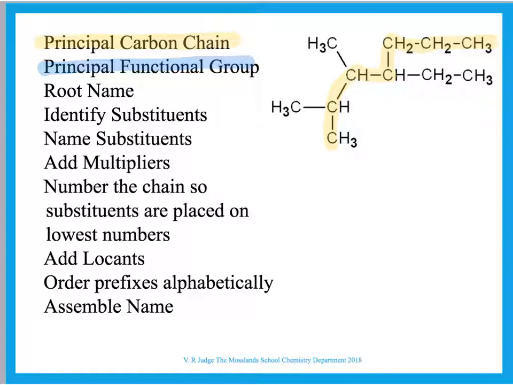Now, if you look at this compound, there's no real functionality there. It's all carbons, hydrogens, and single bonds, so it's just an alkane. So we don't need to worry about looking for functional groups in there because technically there are none. And the next thing on our list is a root name. So we know it's an alkane. We know because of our principal carbon chain that it has got 7 carbons in it.